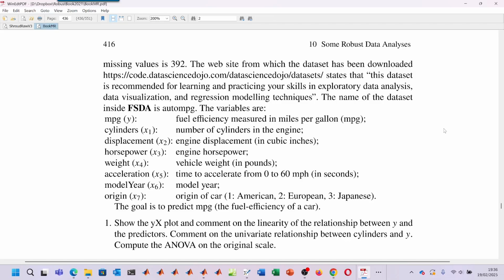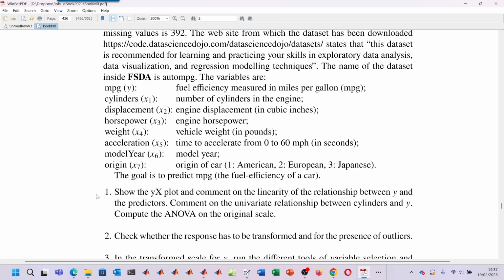The website from which these data were taken says that this dataset is recommended for learning and practicing your skills in exploratory data analysis, data visualization, and regression modeling techniques. To this, of course, we would like to add the use of robustness. The goal of this dataset is to predict MPG, miles per gallon, using these 7 explanatory variables.